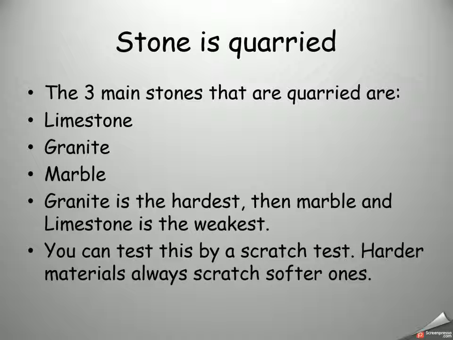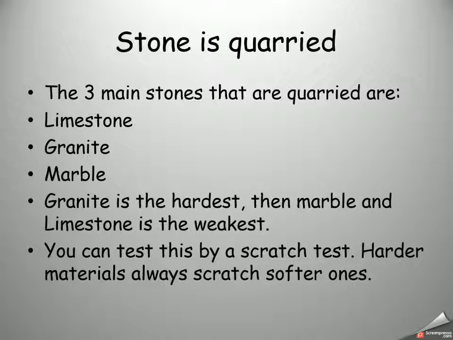Now, you need to know, how would you know one of those is hardest? Well, what you'd do is perform a scratch test. The harder material always scratches the softer one. So imagine you had 2 rocks in front of you and you scratched them against each other. The one with the actual scratch marks is weaker than the other one that did the scratching. That's how you would test which one is harder. It's not a very sophisticated test, but it works nonetheless.